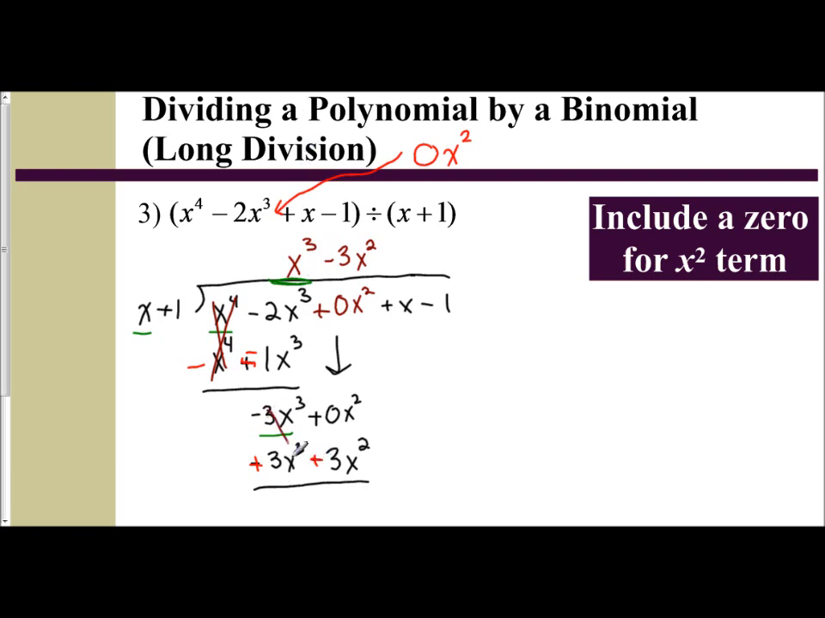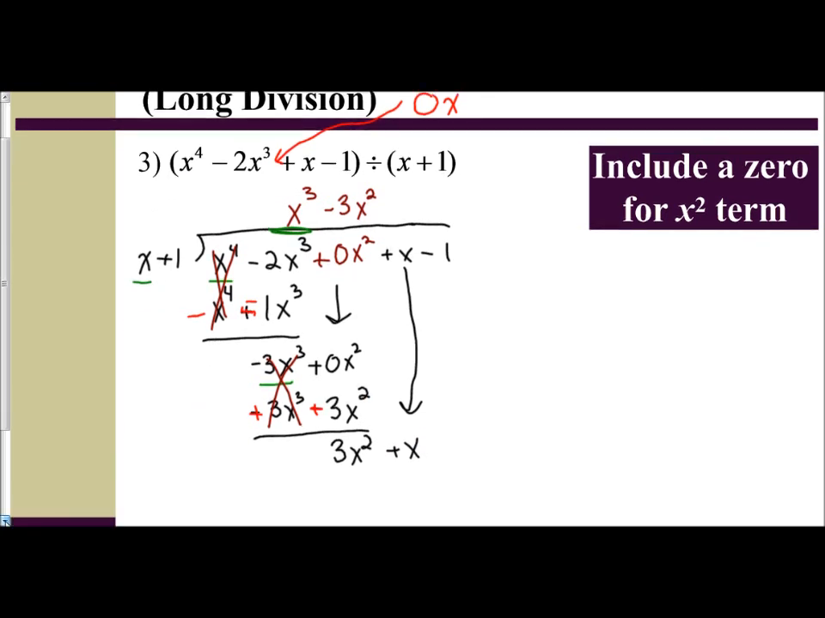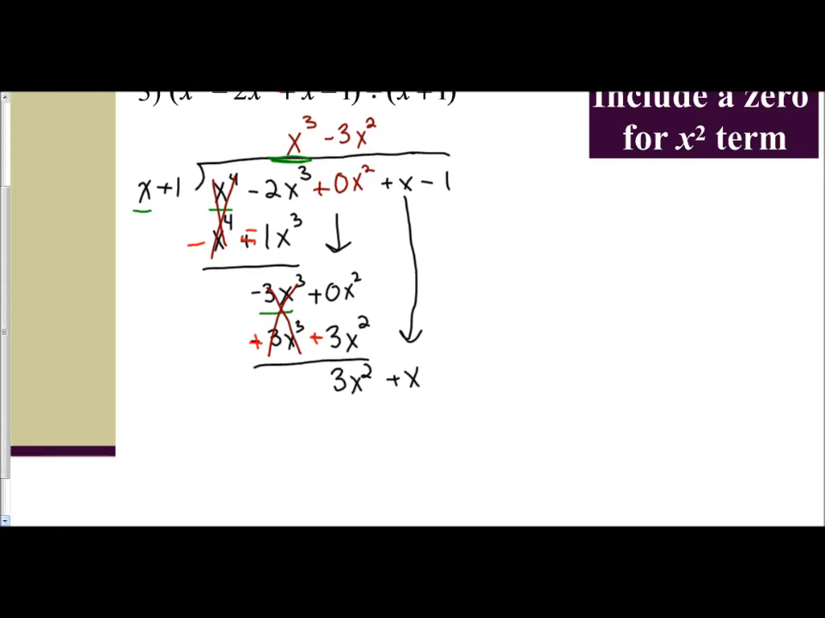The first term is going to cancel. And so we have 0x squared plus 3x squared, which gives me 3x squared. And then you drop down the next term, which is a positive x. So let's give myself some room. And so again, look at the first term. We want to eliminate the 3x squared. So what do you multiply x by to get 3x squared? And that's going to be a positive 3x.